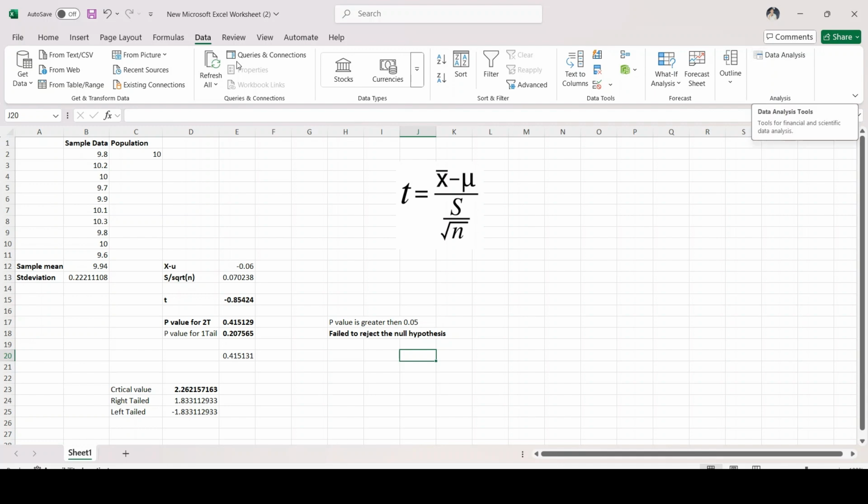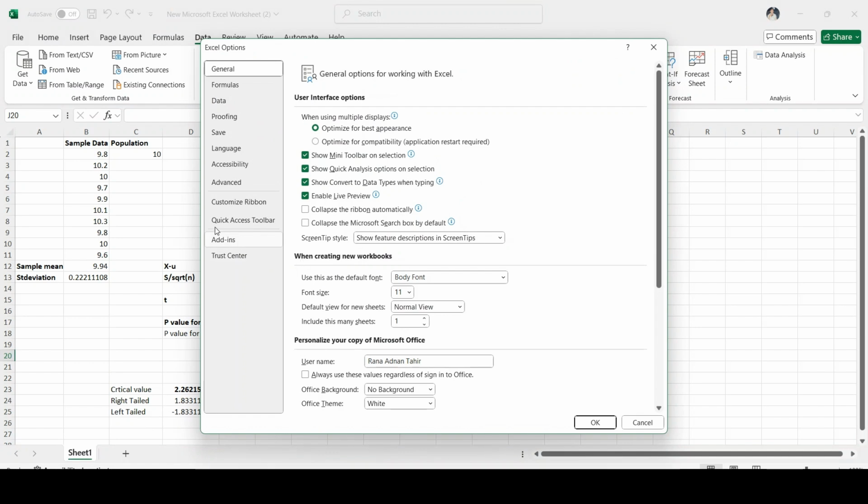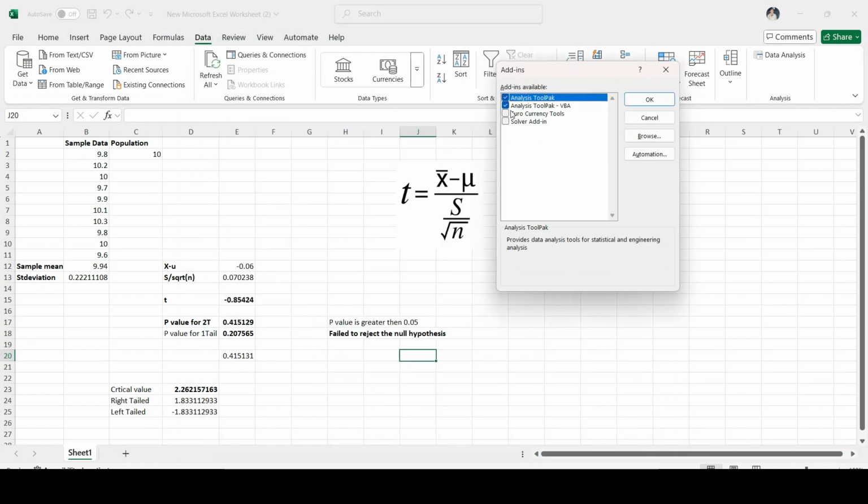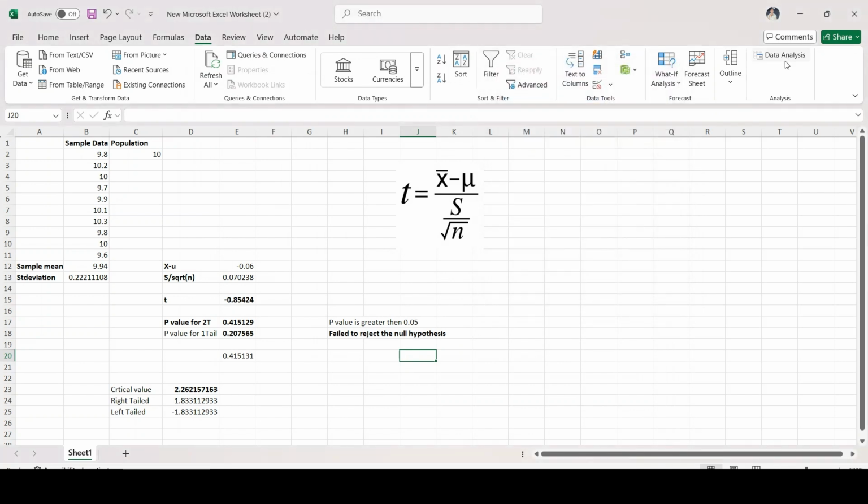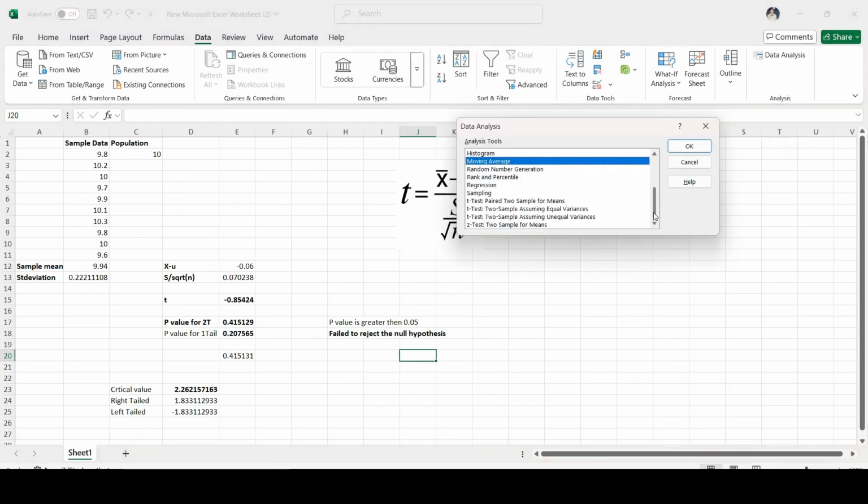If this option is not enabled in your system, then you can go to Options, then Add-ins and Manage Add-ins. Then you can check the Analysis ToolPak, and this option will appear here. So you go to Data Analysis. Here you can see t-test: paired two sample for means, two sample assuming equal variances, two sample assuming unequal variances. You can see that there is nothing for a one-sample t-test.